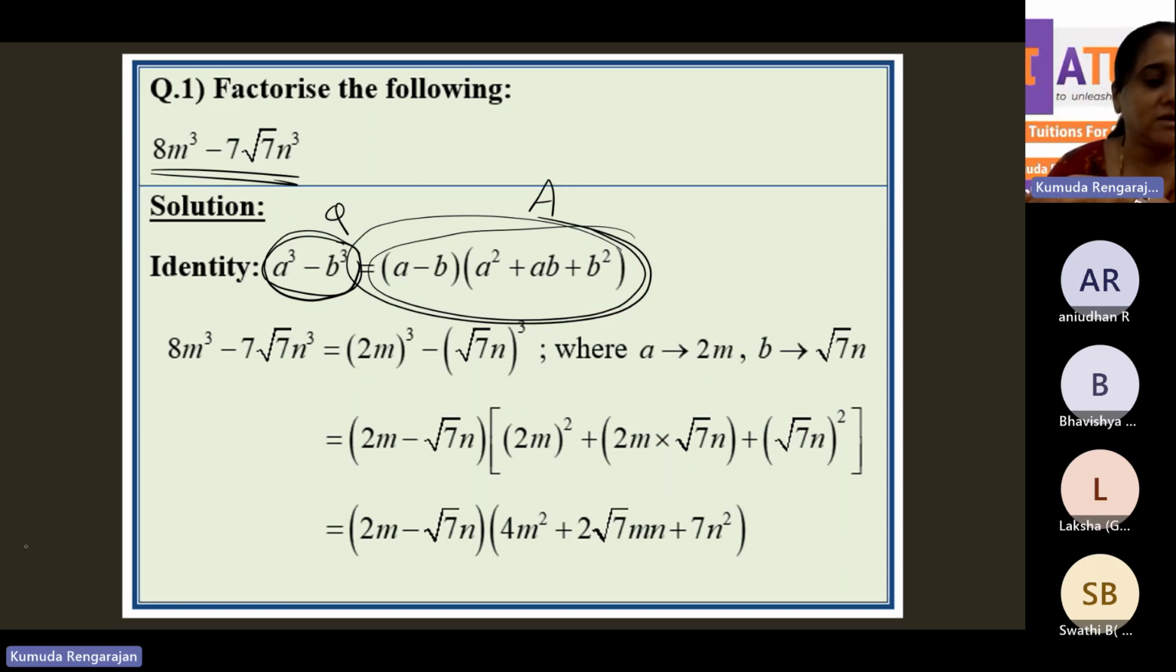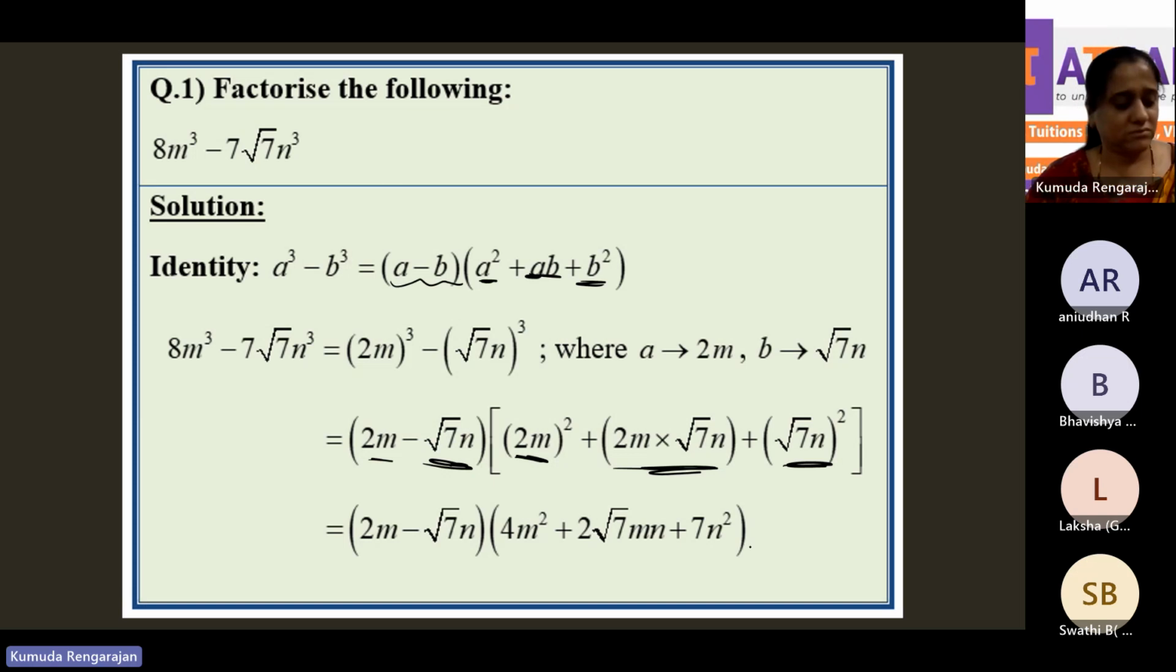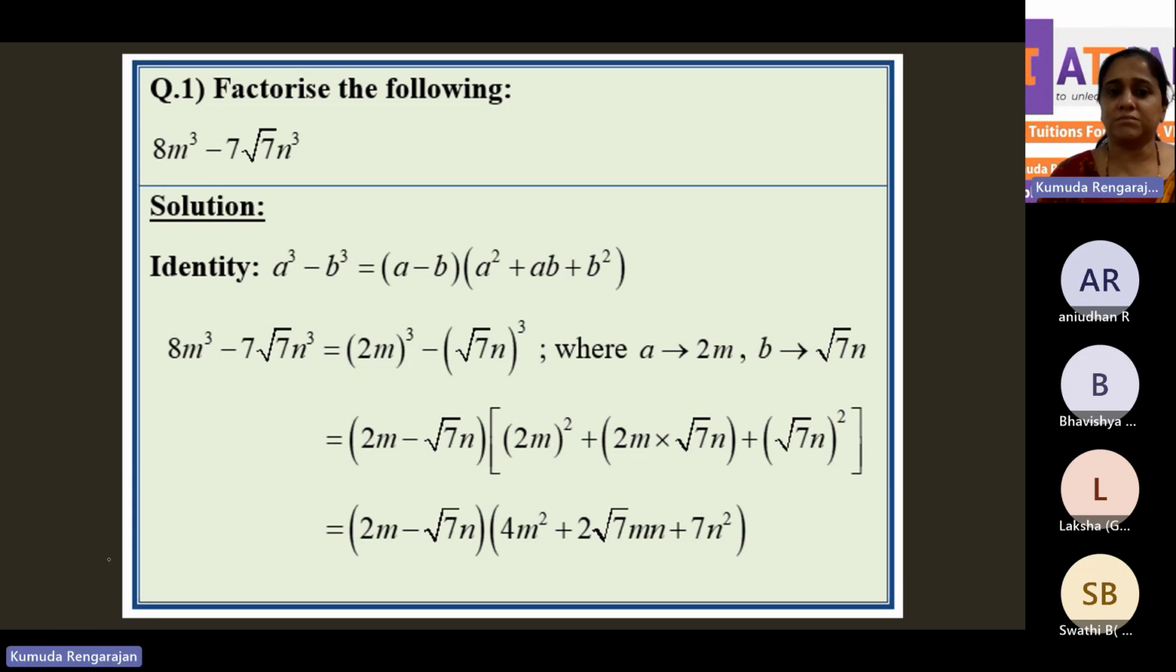So what's the answer? A minus B. So 2m minus root 7n into a square, 2m the whole square, plus AB, plus 2m into root 7n, and plus b square, so plus root 7n the whole square. Then simplify that. All right. Is that fine?